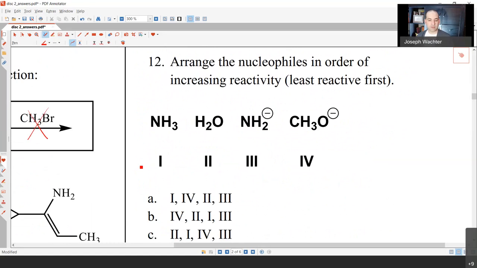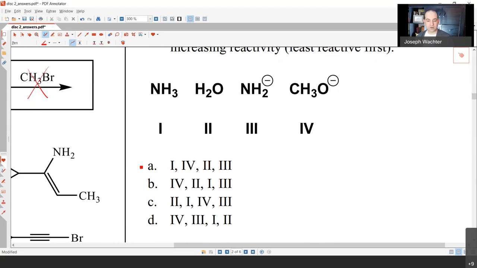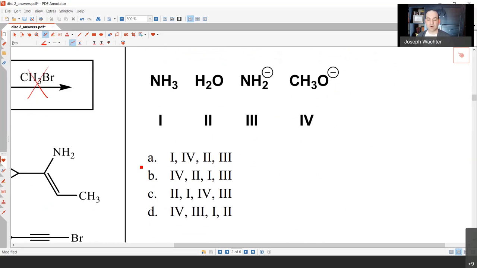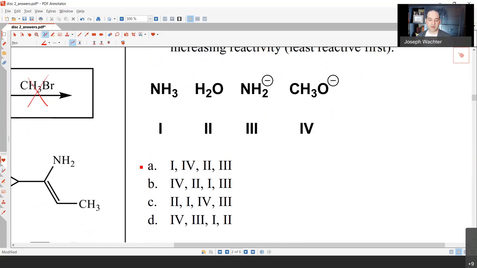All right, increasing reactivity of nucleophiles. So a charged nucleophile is going to be more nucleophilic or more reactive than a neutral nucleophile in general. And this is where we can deal with that electronegativity issue: in general, the negative charge is going to be more stabilized on oxygen than nitrogen. So nitrogen is usually going to be a stronger nucleophile than oxygen.